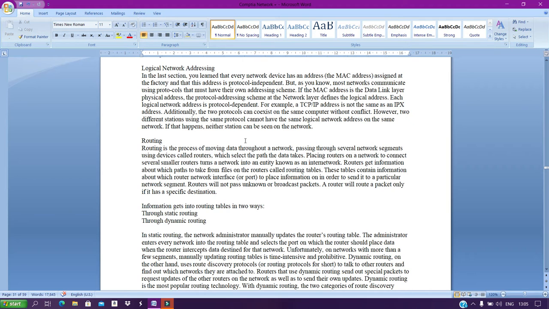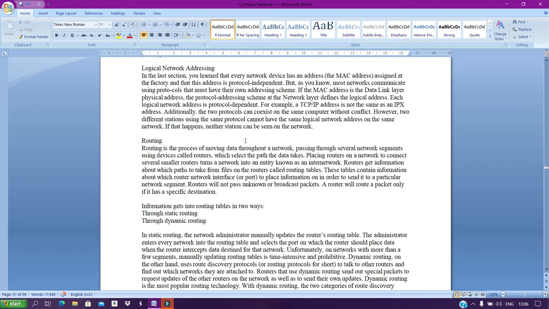Routing. Routing is the process of moving data throughout a network, passing through several network segments using devices called routers, which select the path the data takes. Placing routers on a network to connect several smaller networks turns a network into an entity known as an internet.